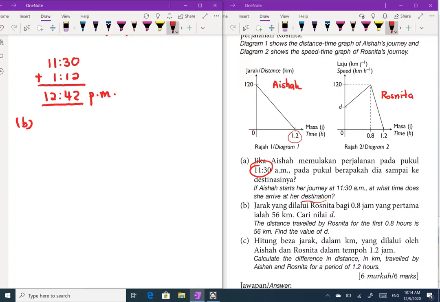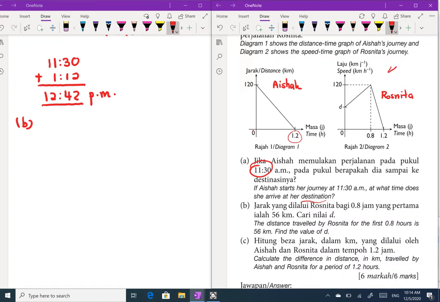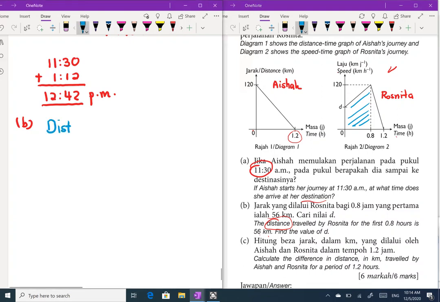Question B. The distance traveled by Rosnita, look at this graph, for the first 0.8 hours is 56 kilometers. This is a speed time graph, so distance is the area under the graph. So the distance for the first 0.8 hour is equal to 56. How do you find the distance? You find the area. How to find the area? This is a trapezium with parallel lines.